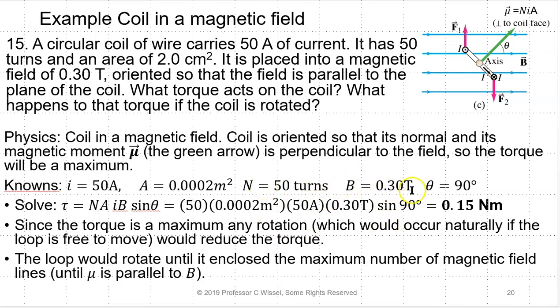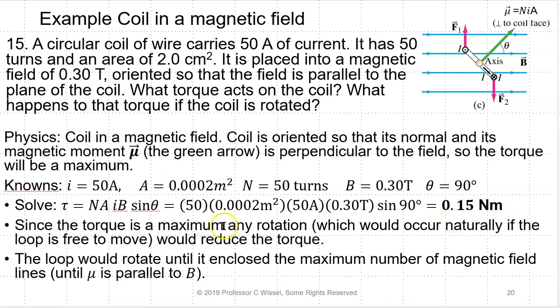B equals 0.30 Tesla, and theta is 90 degrees. That's this angle here. Okay, we saw this. The torque is NAIB sine theta, or 50 turns times the area of 0.0002 square meters times the current of 50 amps times 0.30 Tesla for the magnetic field times the sine of 90 degrees. This is a maximum torque, so it's 0.15 Newton meters.